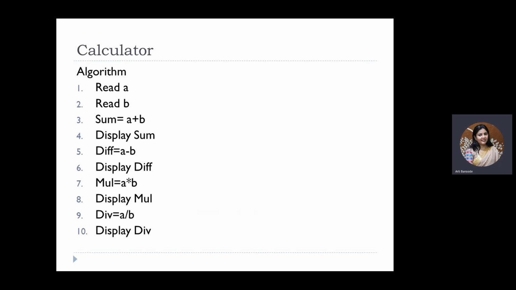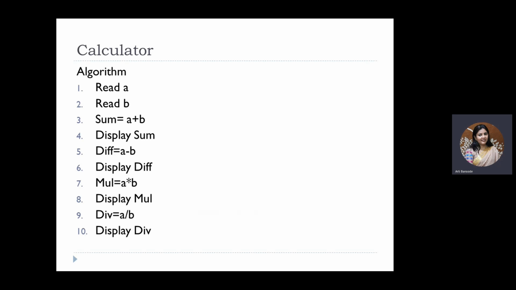So for adding numbers, we need two numbers, right? So we'll be needing two inputs. So with that in the picture, I am going to take two inputs. So you can see I have written it as read A, read B. So step number 1 is read A, step number 2 is read B, step number 3 is calculating the sum of A and B. So I have declared a variable called sum, which is sum equals A plus B. Next step is to display the sum.